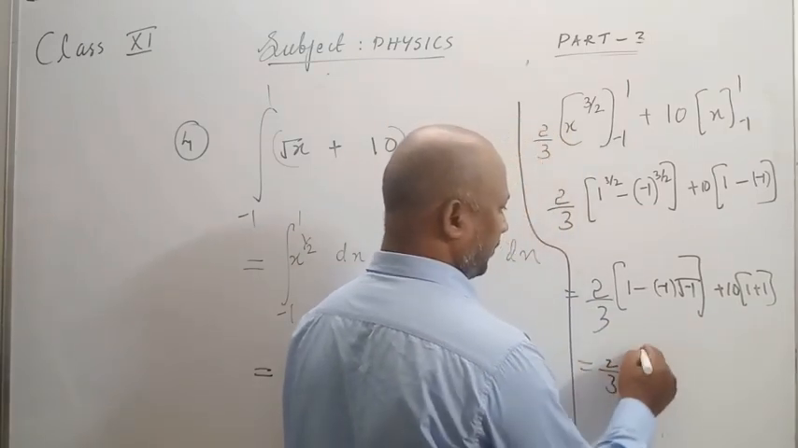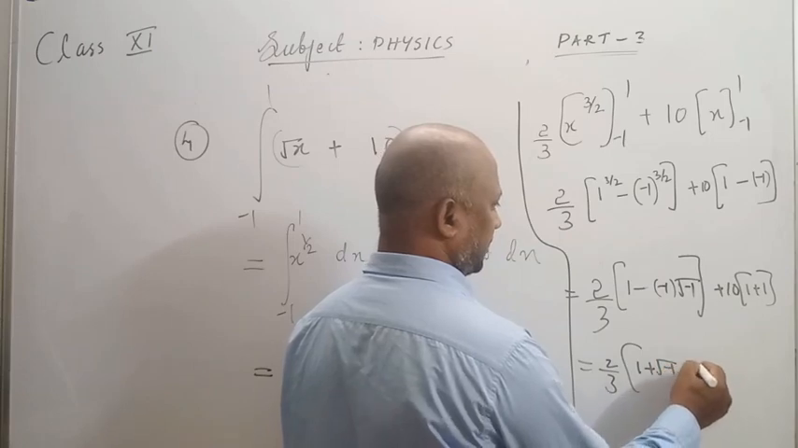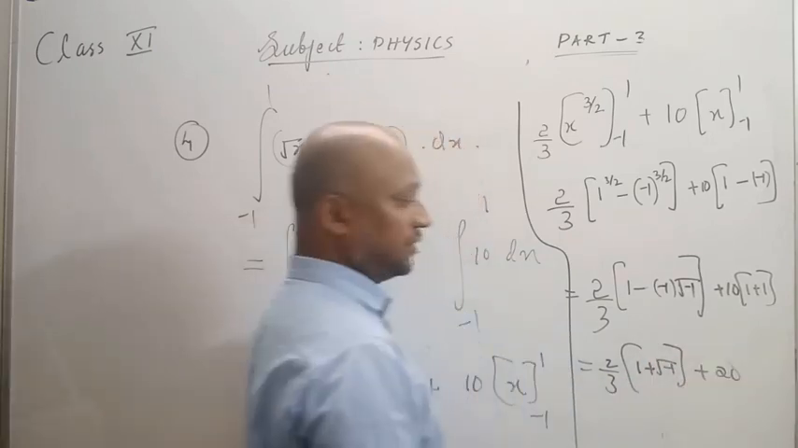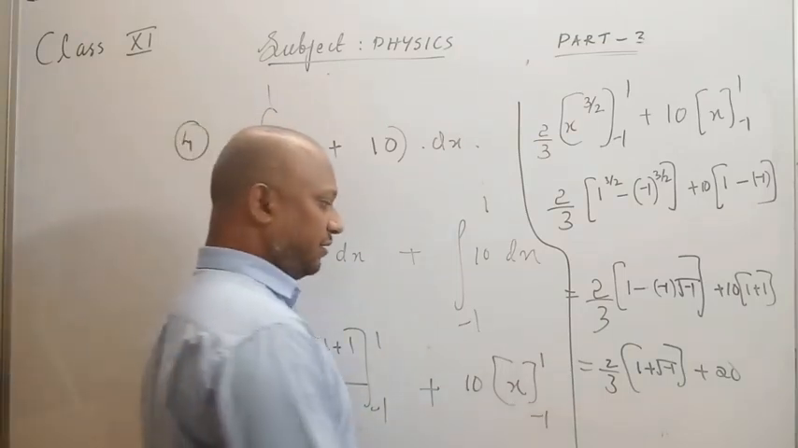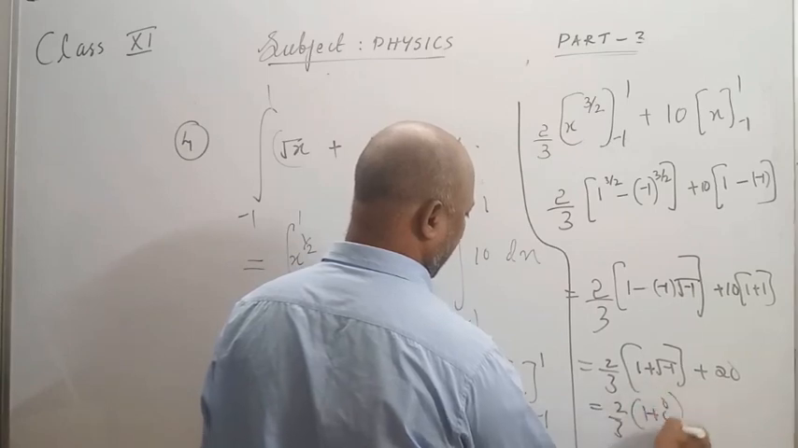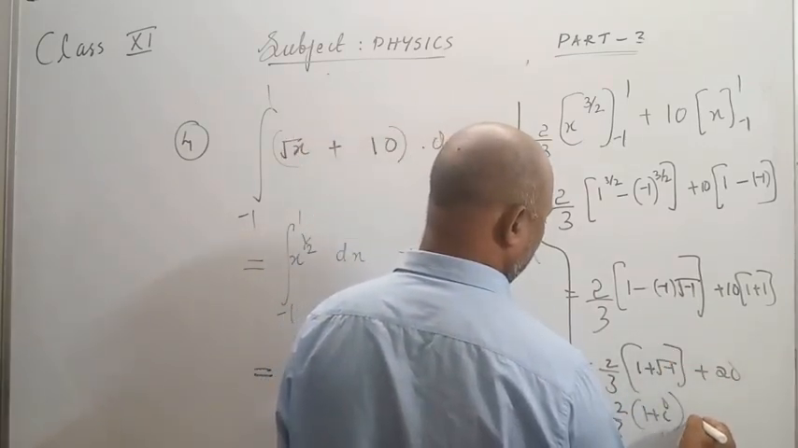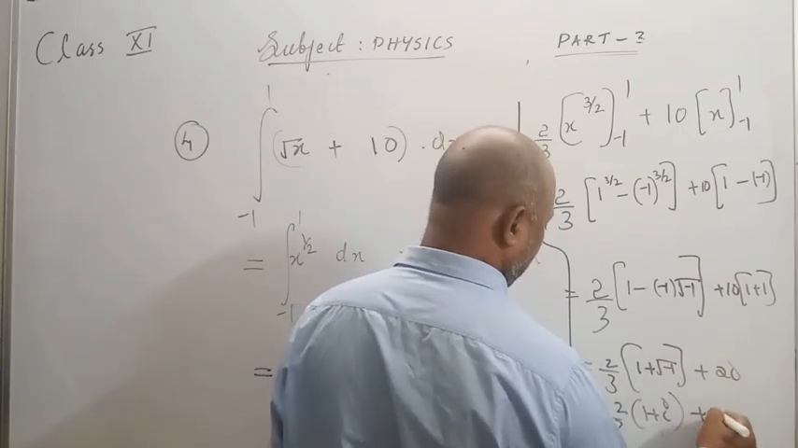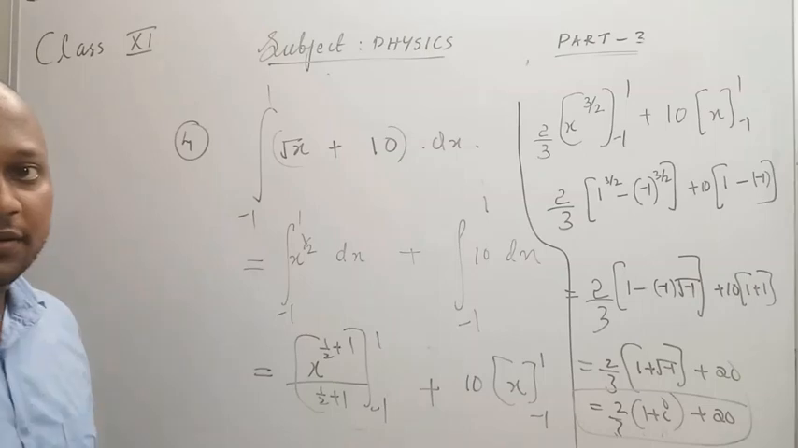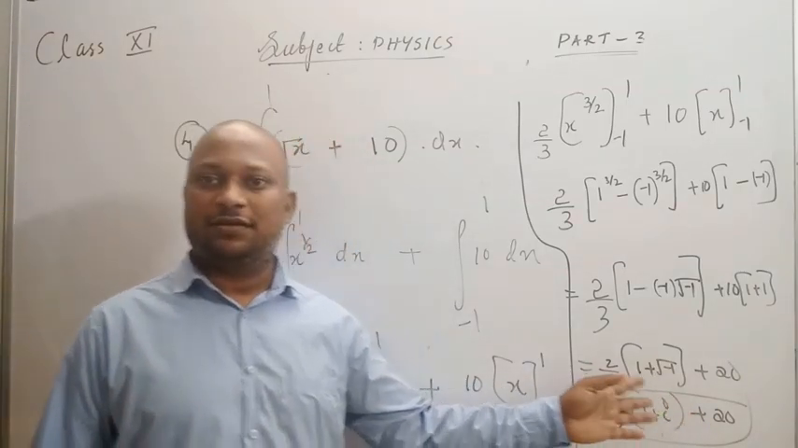So 2 by 3 into 1 plus under root -1. So we write in mathematics like this: 2 by 3, 1 plus iota, which is a complex number, which represents minus under root 1. So anyway, this type of questions will not be in physics.